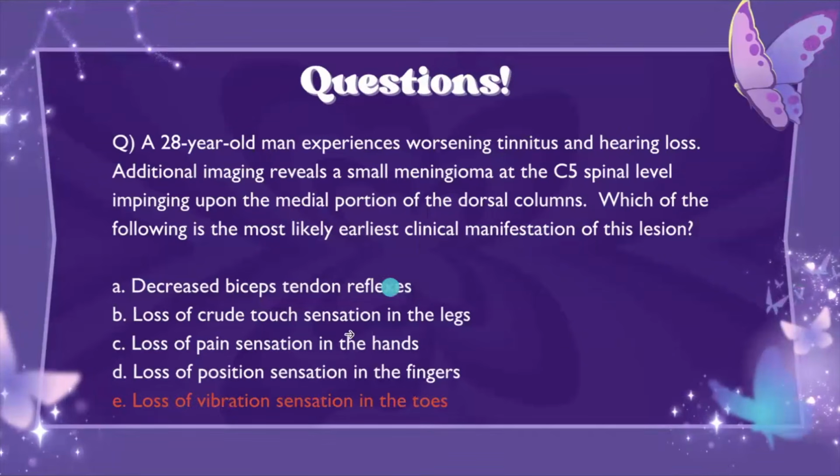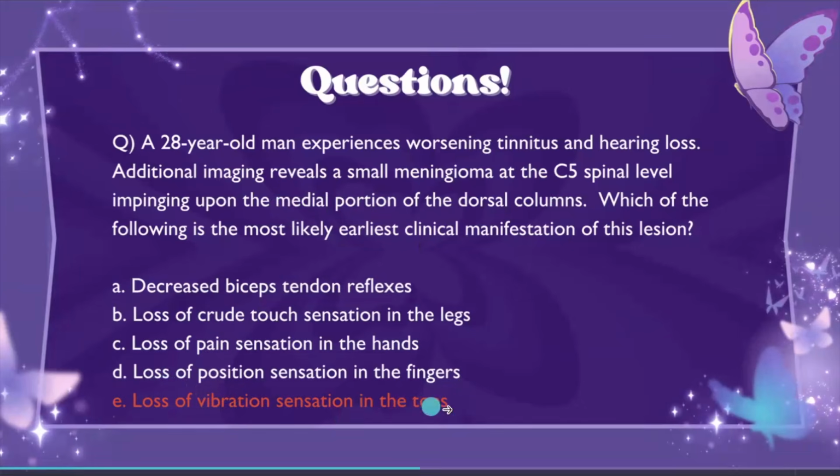Okay, so why is this loss of vibration sensation in the toes? It says over here that the medial portion of the dorsal columns, okay? So dorsal columns, what were they responsible for? Touch discrimination, vibration, unconscious proprioception. The medial portion was that the fasciculus gracilis or fasciculus cuneatus? That was gracilis. And gracilis was responsible for carrying sensations from upper limb or lower limbs? Lower limbs. So you would have loss of vibration in the lower limbs.